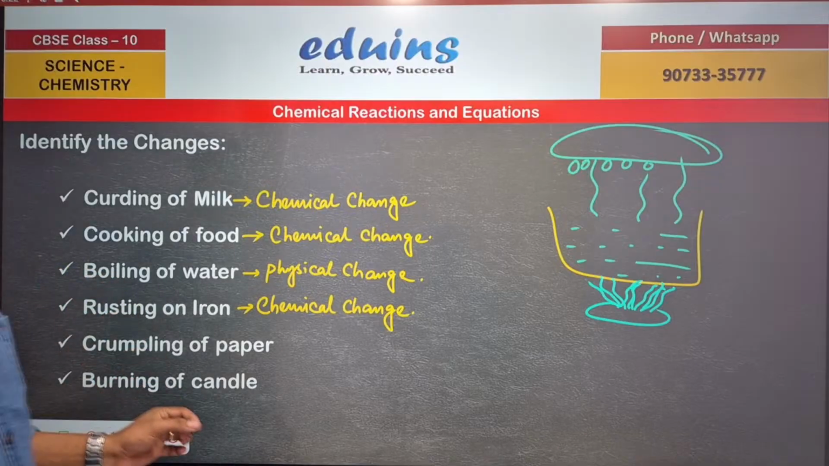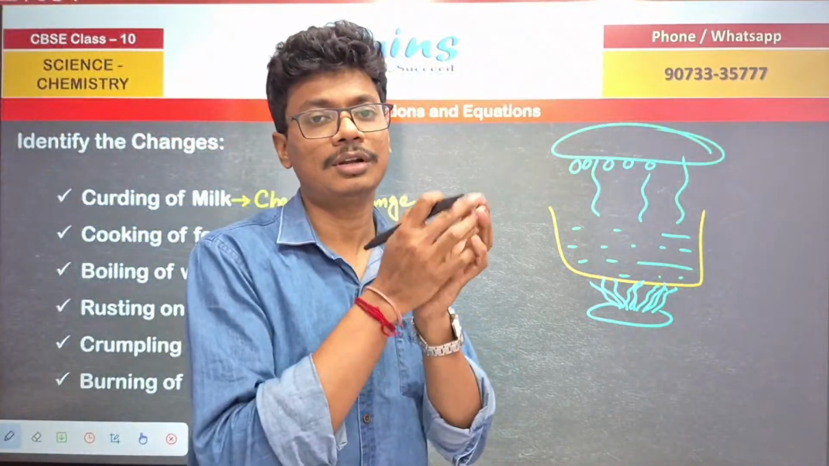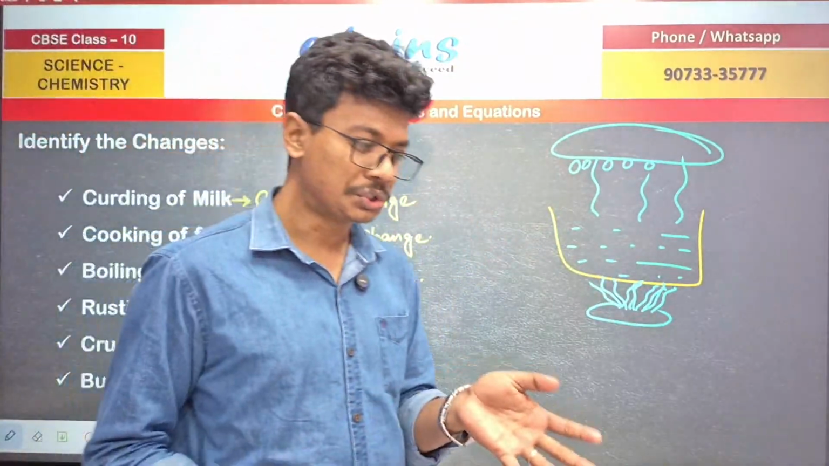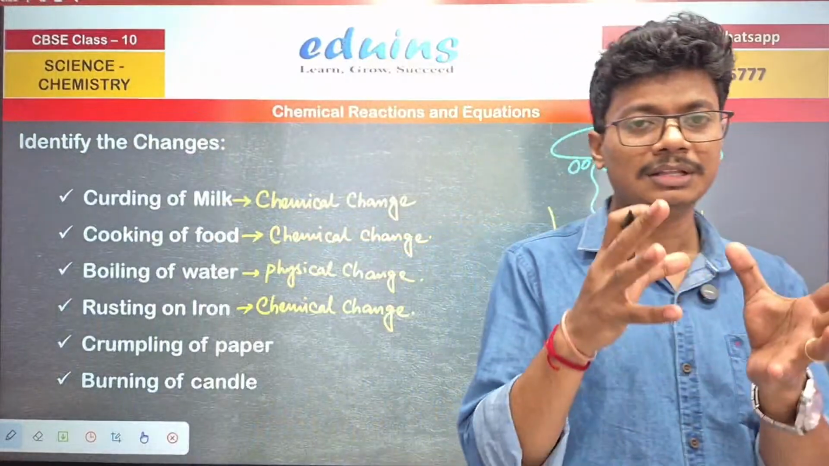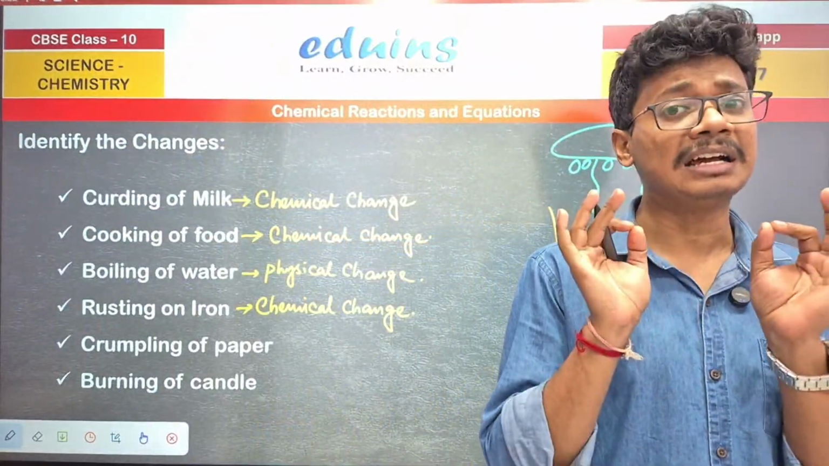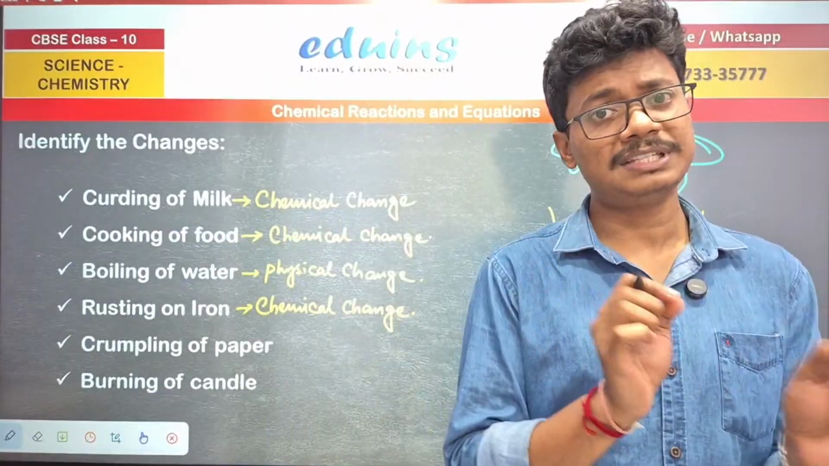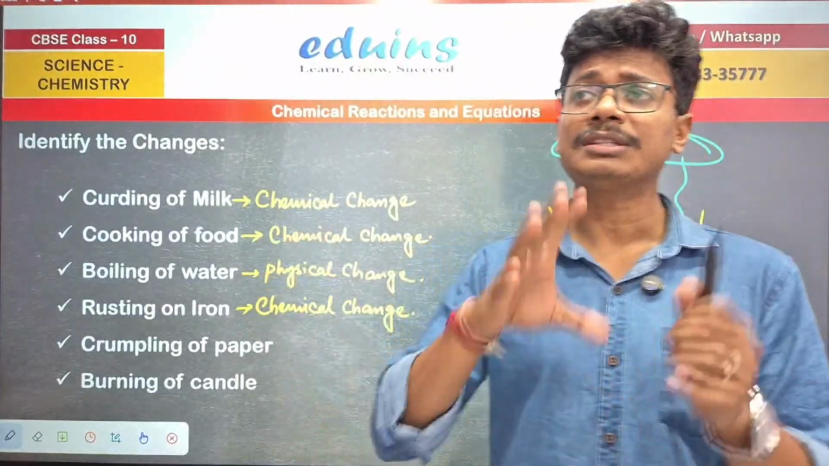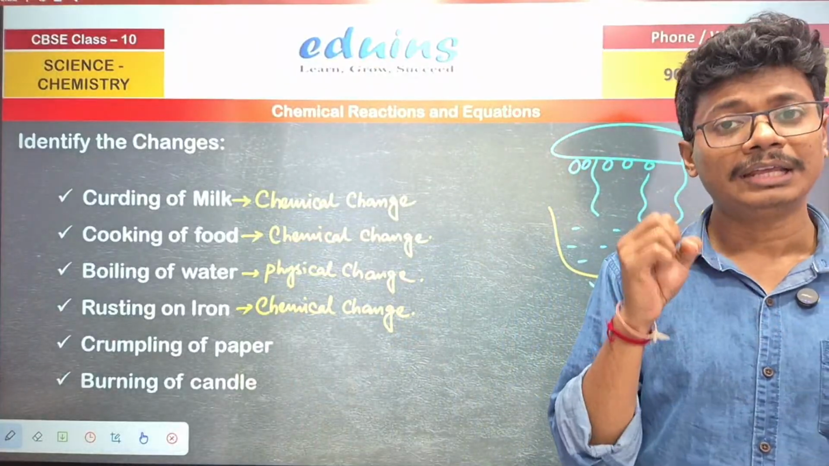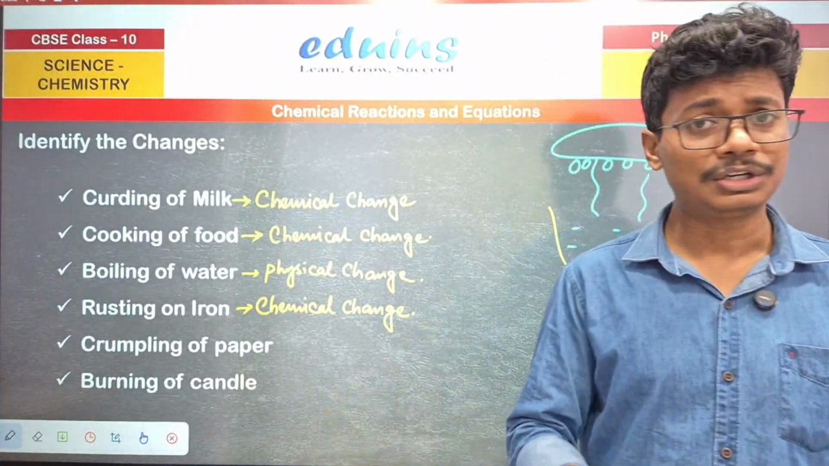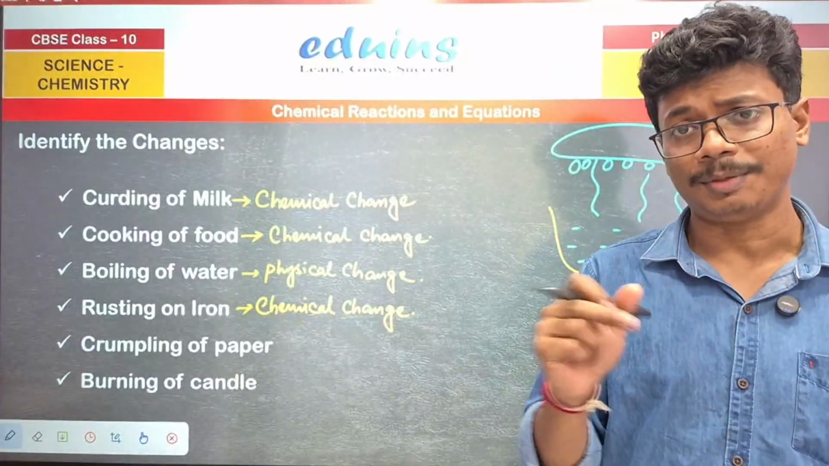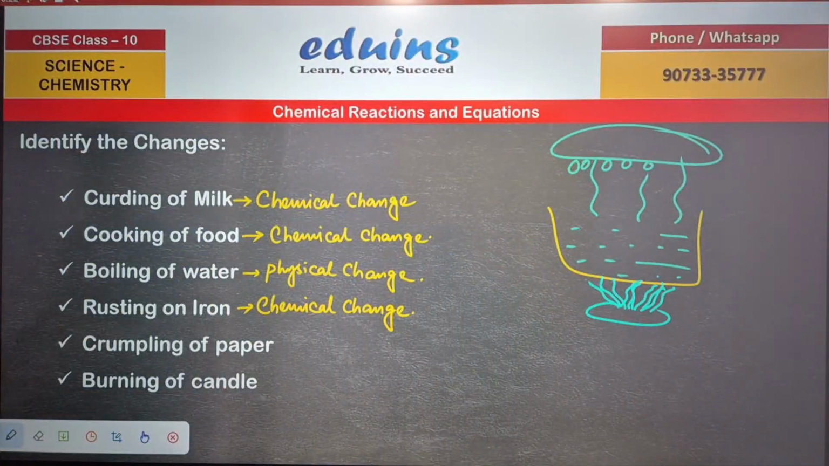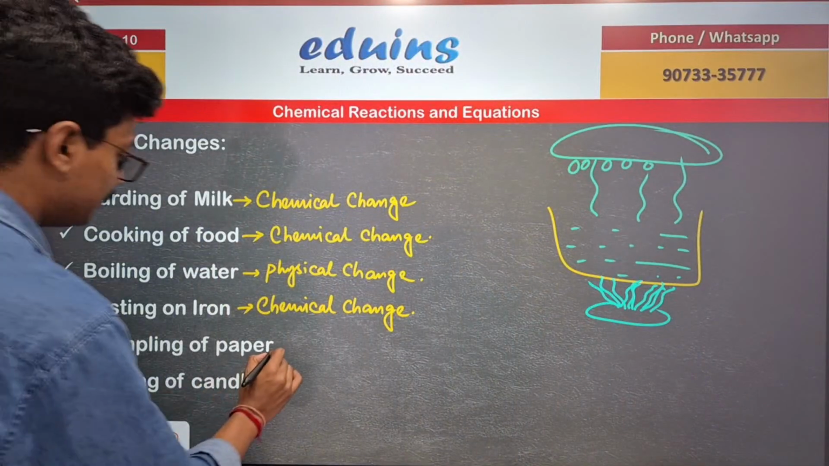Crumbling of paper. You crumble some paper when you draw something and it is not good, so you crumble the page. Is it a chemical change or physical change? It is a physical change. Why? Because the state of the paper is changed, but not the chemical composition of the paper. So the crumbling of paper is also an example of physical change.